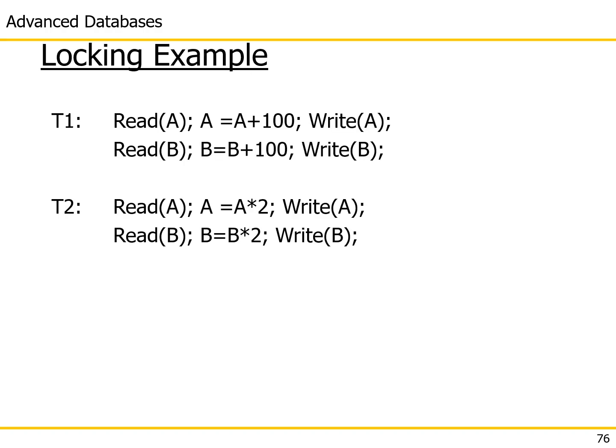So let's see an example now with locks, these things that are inserted by the scheduler. You see here a simple example, two transactions. The first one, T1, is reading A, adding 100 and writing it back, reading B, adding 100 and writing it back. Now the second transaction is reading A, multiplying A by 2, writing it back, reading B, multiplying it by 2 and writing it back.